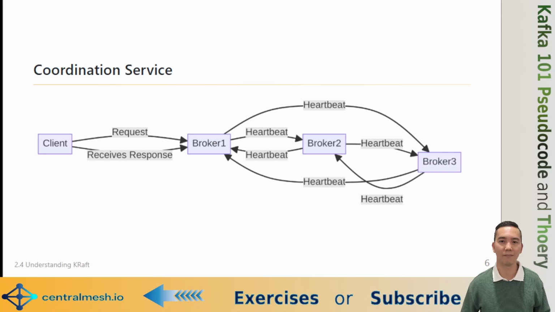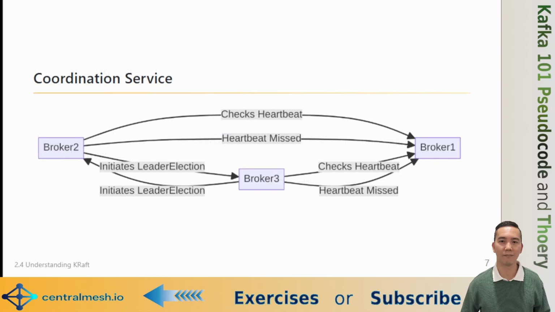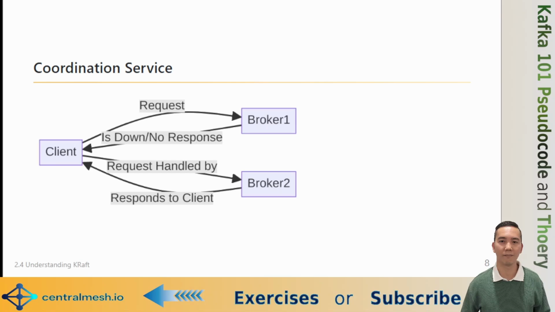Let's visualize this process with some diagrams. Here's the initial state where all brokers are online and sending heartbeats to KRaft. Now broker 1 stops responding. The other brokers detect the missed heartbeat from broker 1 and initiate the election process to determine the new leader. In this case, broker 2 has been selected to be the new leader. Once broker 2 is elected as the new leader, the client needs to connect to broker 2. This is typically done through a metadata refresh process, where the client discovers the available brokers.